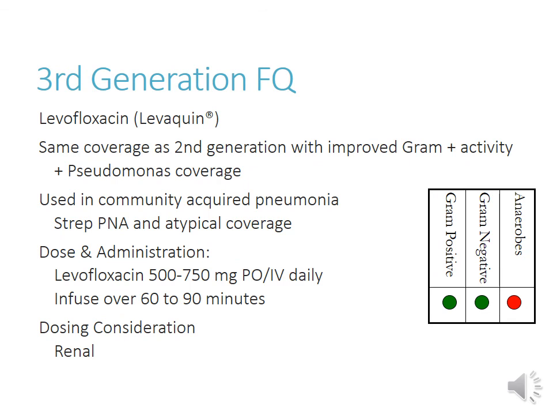Moving on to your third generation, you have levofloxacin or Levaquin. Cipro and Levaquin are probably two of the very common ones that are prescribed. This has additional gram-positive activity and very good Pseudomonas coverage for the most part, unless it's resistant. So you'll see this being used a lot for community-acquired pneumonias, strep pneumo, atypical coverage. These are really good for that as well. And again, look out for renal dosing.